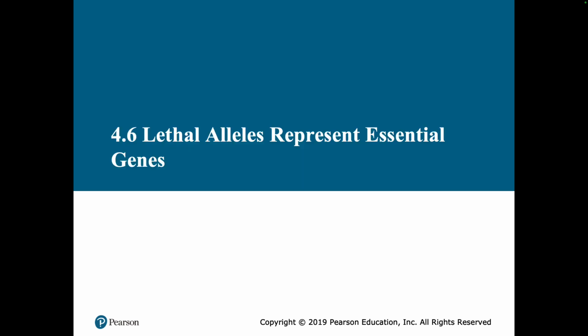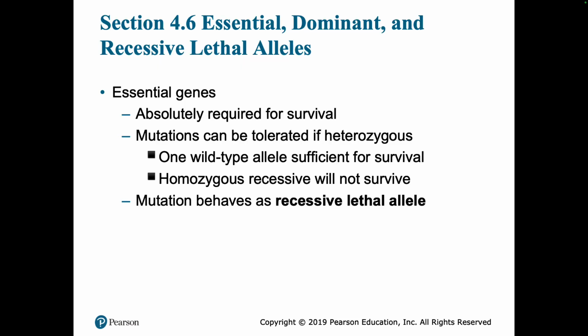Now we can also have genes that we call lethal alleles. What happens with a lethal allele is that the gene product, whatever that gene makes, is absolutely required for survival. Generally, an individual can tolerate being heterozygous. So if the mutation only affects 1 copy of the gene, only affects 1 allele, the individual should be okay with a single wild type allele.